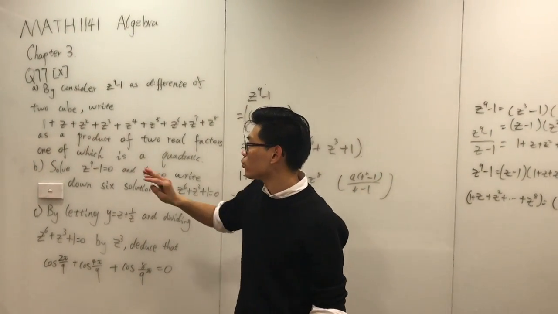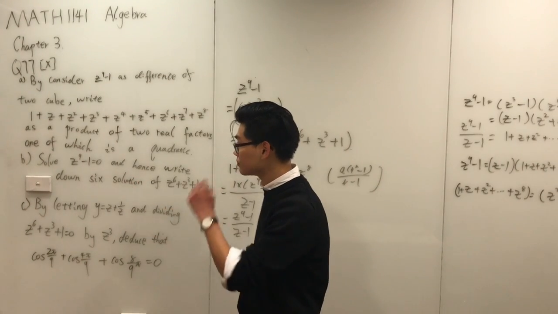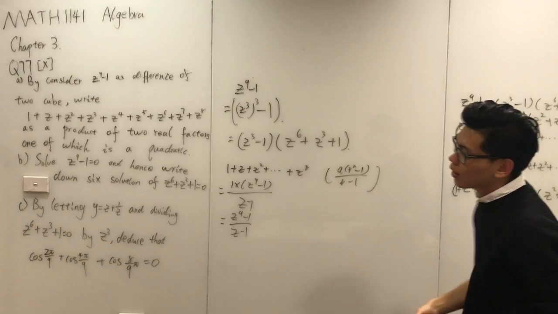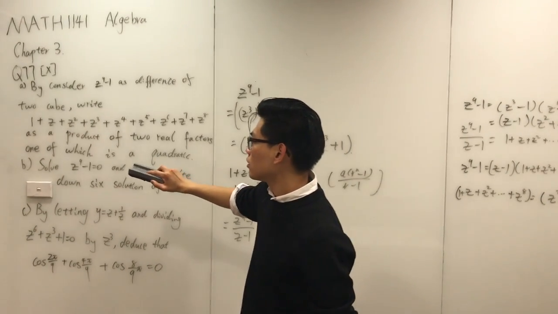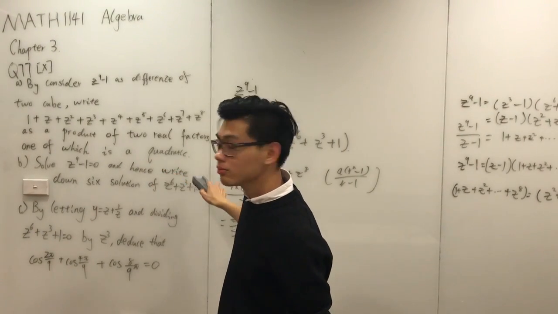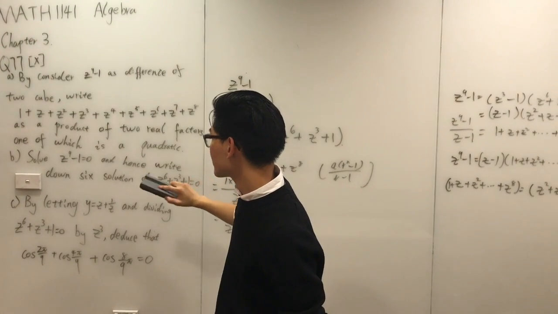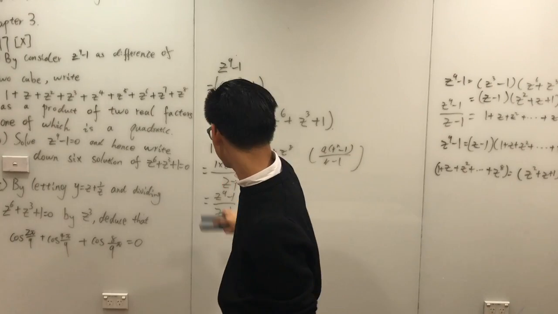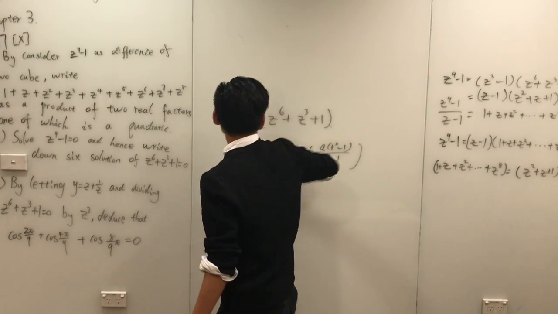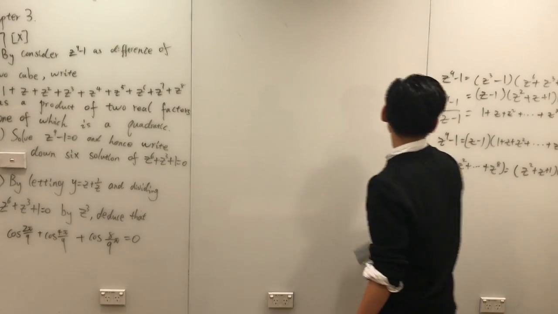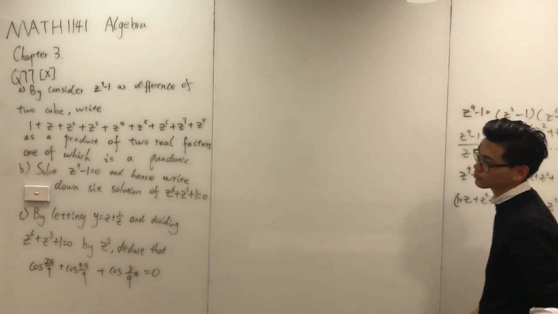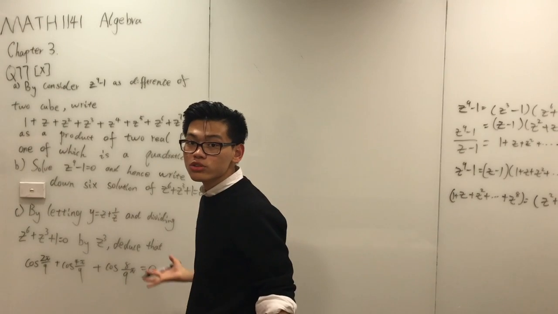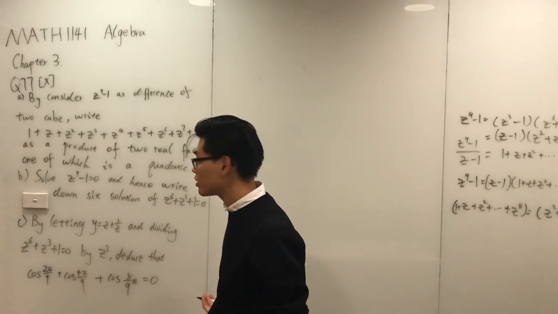Okay, now let's look at the second question. Solve z to the power of 9 minus 1 equals 0, and hence write down the 6 solutions of z to the power of 6 plus z cubed plus 1. Alright, so how do we do this? What's the strategy? Firstly, they ask us to solve z to the power of 9 minus 1 equals 0.